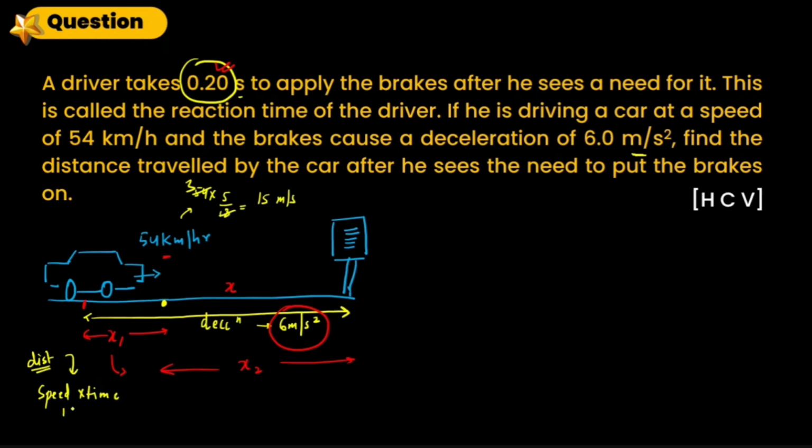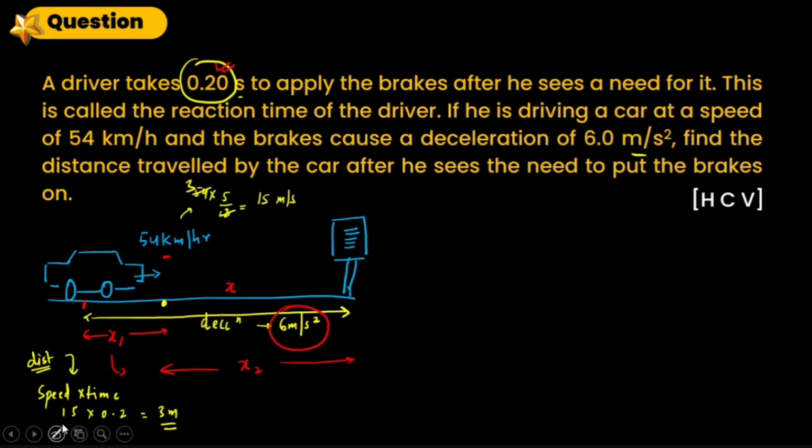So speed is 15 and the time he took is 0.2. So the distance is going to be what? 3 meters. So for 3 meters he traveled at this speed because he saw the need of brake. Now let us try to calculate this distance x2.